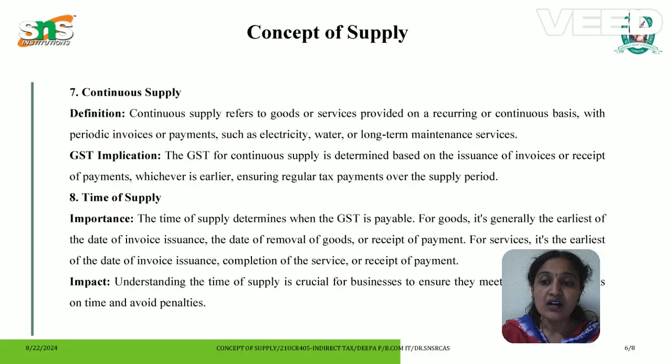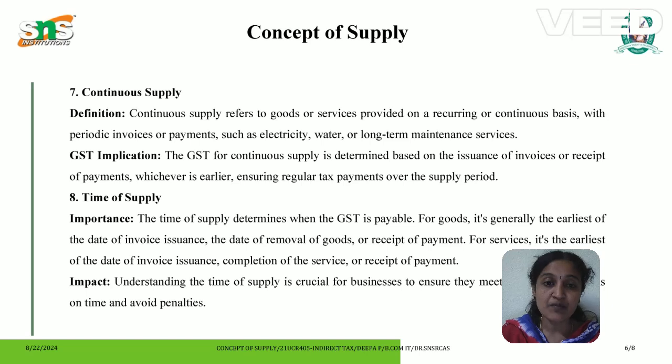The next one is continuous supply. It refers to goods or services provided on a recurring or continuous basis with periodic invoices or payments, such as electricity, water, or long-term maintenance services. GST implications. The GST for continuous supply is determined on the issuance of invoices or receipt of payments, whichever is earlier.